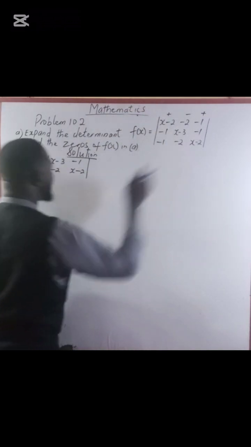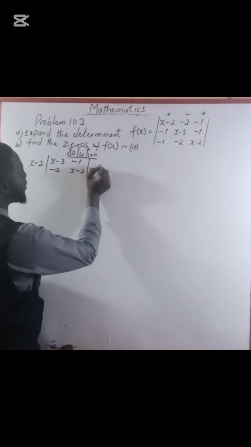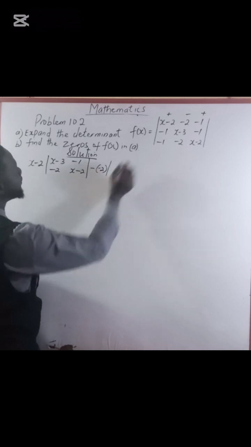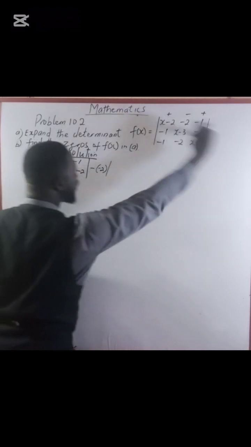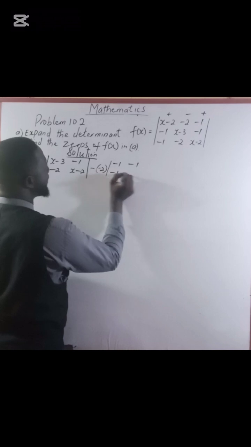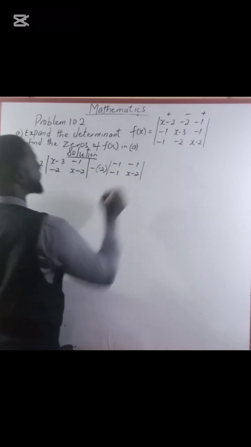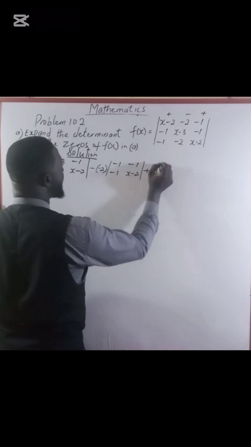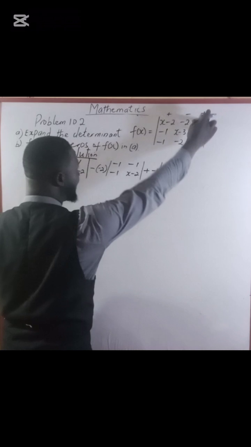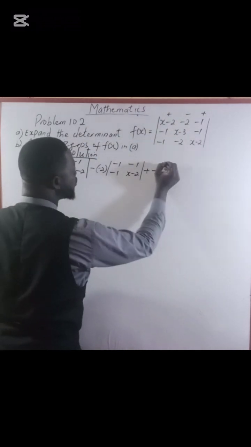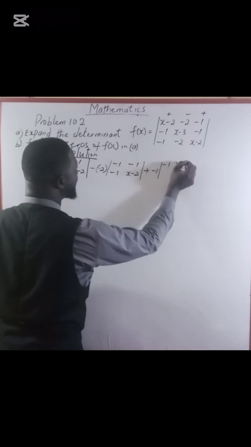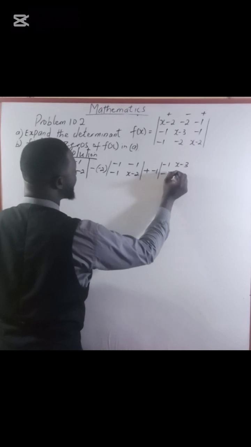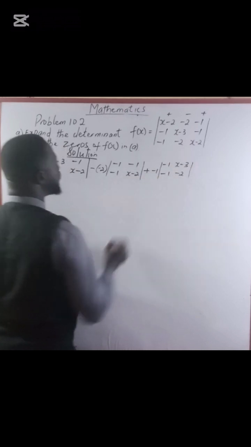Have this. Alright. So the next one is minus 2. Okay, go again. Close the second column, close the first row. So we have minus 1, minus 1, minus 1, x minus 2. Right. So we'll go for the next one. The next one is minus, plus, minus 1. So you close the third column and the first row. So you are left with minus 1, x minus 3, minus 1, minus 2. Alright. So we've done it.